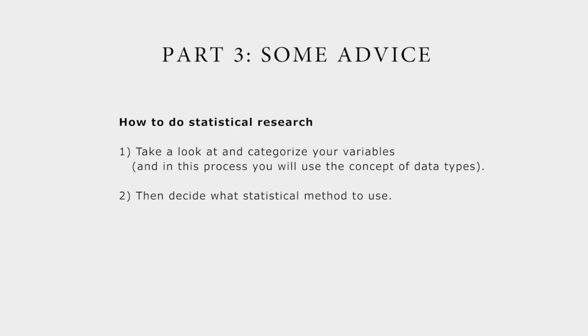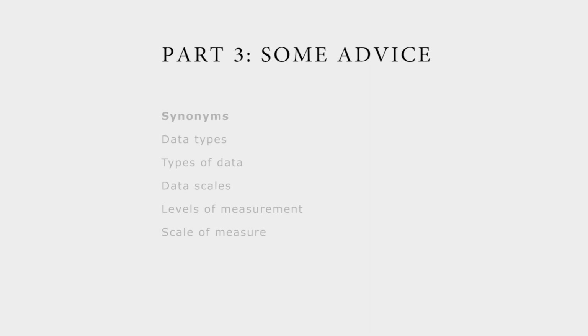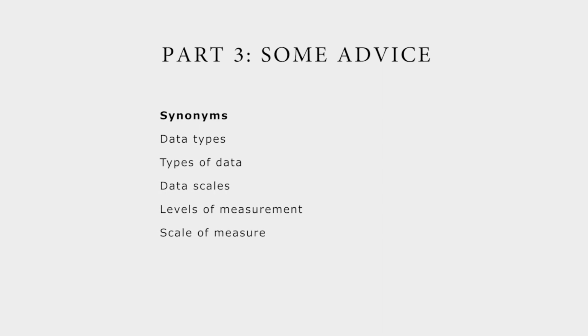Remember, before you decide what statistical method to use, you must take a look at and categorize your variables. And in doing so, you must use the concept of data types. This concept has a lot of synonyms. Data types are sometimes called types of data. Sometimes it's referred to as data scales. I also see that sometimes it's referred to as levels of measurement or scale of measure. However, they all mean the same thing.